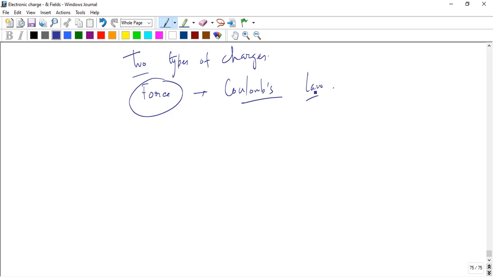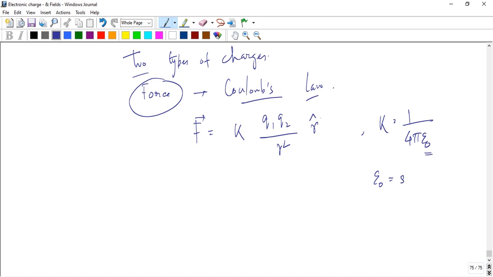and that is equal to some constant K, Q1 Q2 by R square, it is a vector, in the R cap direction. And what is the value of K? K is equal to 1 over 4 pi epsilon naught. K is the Coulomb constant or electrostatic force constant, and epsilon naught is the permittivity of free space. The value of epsilon naught is 8.854 times 10 to the power minus 12.